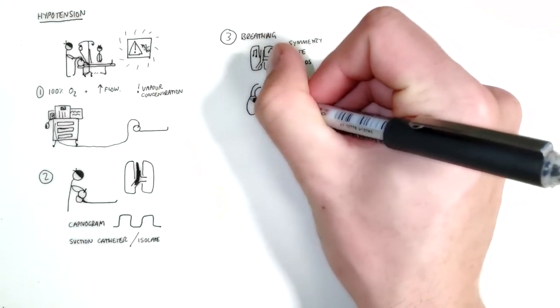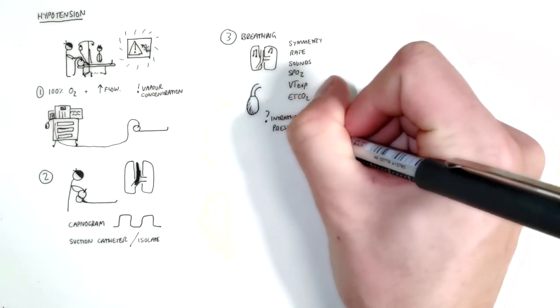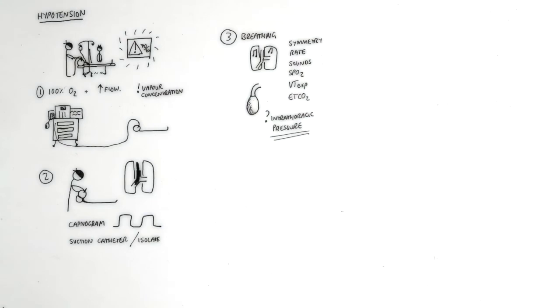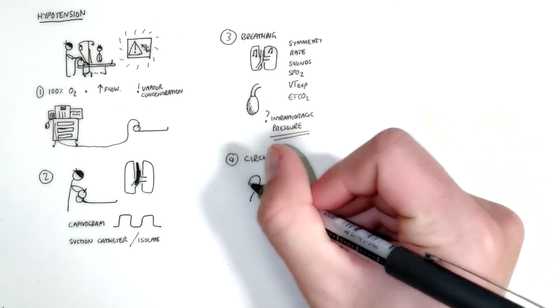Flip the circuit off the ventilator and onto the bag in a mechanically ventilated patient, and feel for the pressure inside the chest. So high pressure in the thorax compresses the great vessels around the heart and can cause dangerously low cardiac output. Circulation is next, and we're looking at the heart rate and rhythm first.